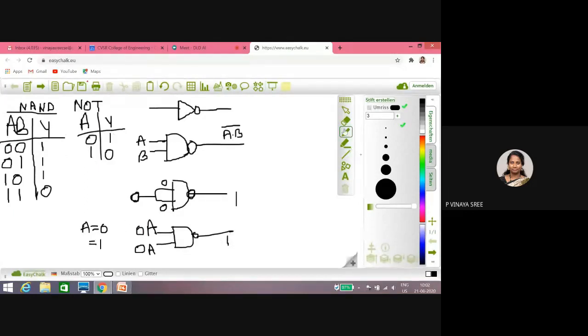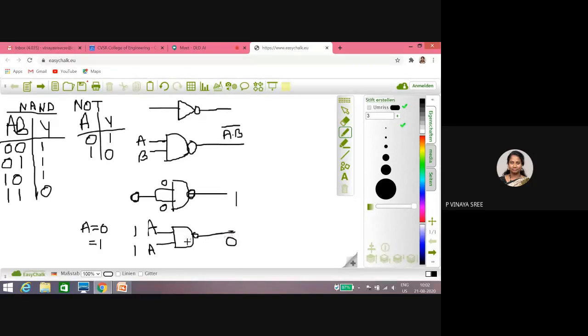Now instead of 0, let me place 1. Is it working or not? Let me check. So 1 1. If it is 1 1, what's the output? According to the truth table, it is 0. Yes, it is working for both combinations.